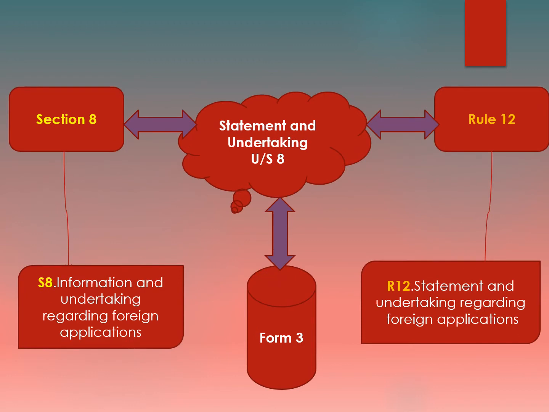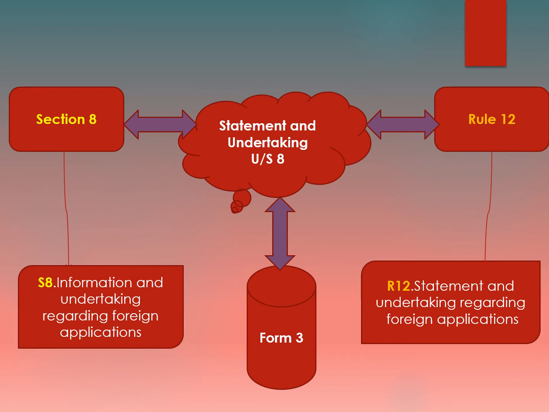The title is Statement and Undertaking under Section 8. That means here easily you can say that form 3 is related to section 8. Here section 8 and rule 12 are related. The title of section 8 is Information and Undertaking regarding Foreign Applications. And the title of rule 12 is Statement and Undertaking regarding Foreign Applications.